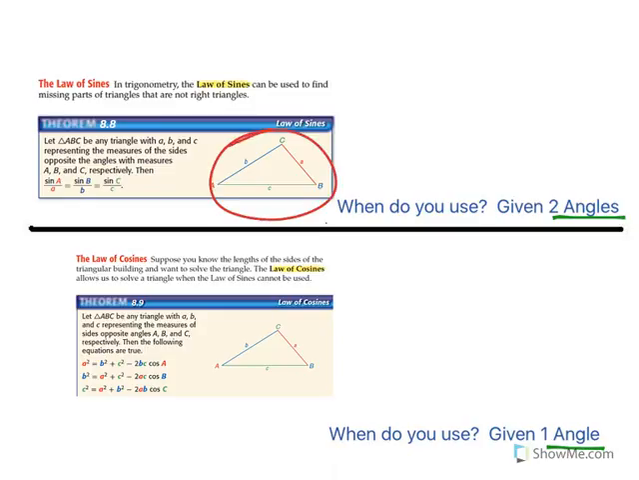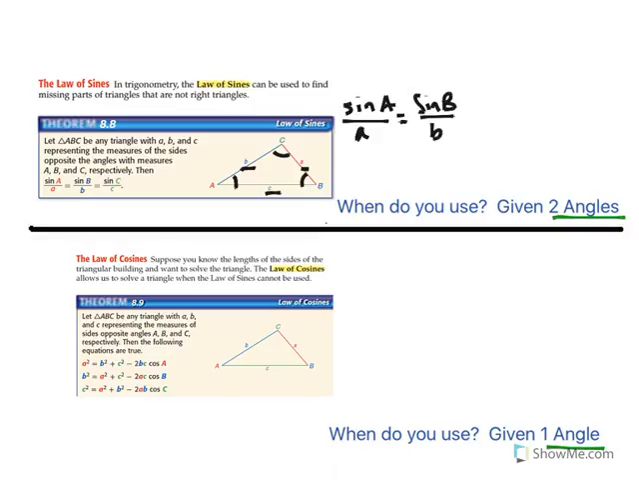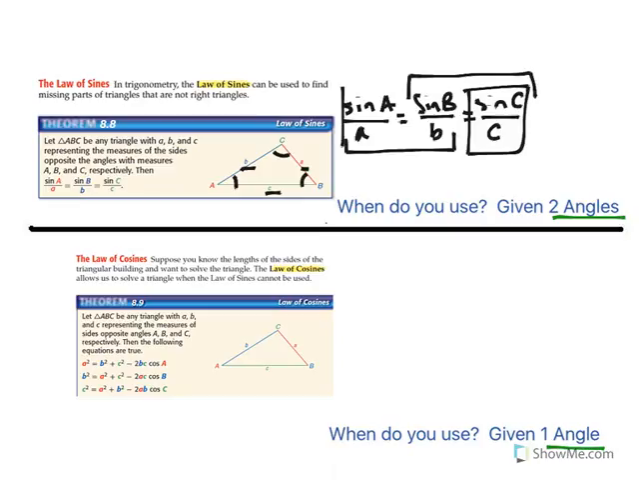So look at this figure here. That is not a right triangle, but there is a relationship between the angles and the sides of this triangle. The side across from angle A is here. The side across from angle B is here. And the side across from angle C is here. And we say that the sine of angle A to side a is equal to the ratio of the sine of angle B to side b, which is also equal to the sine of angle C over side c. So we're usually given two angles, any combination of these, and we can use that to solve the triangle.